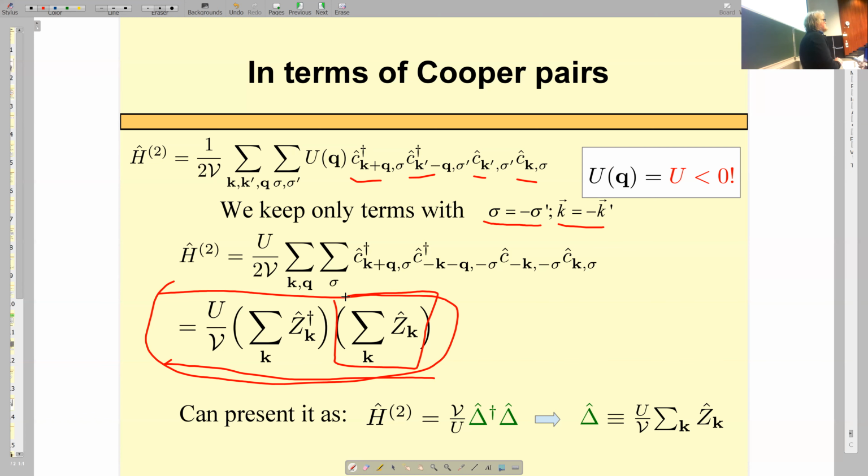Fine. That gives us an opportunity to rewrite it in a simpler fashion, just introducing this operator, delta, which is a superposition of creation operators of Cooper pairs. So the interaction part of the Hamiltonian is just the modulus squared of this operator, so to say. Good. This is a simplification of the interaction, but one can prove that for superconductivity, these terms are the relevant ones.